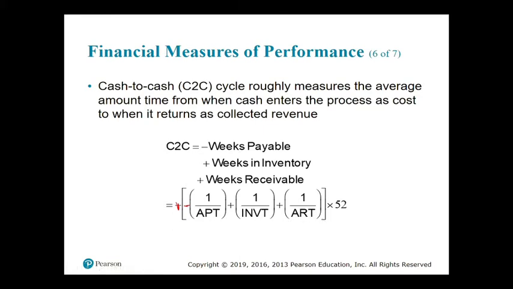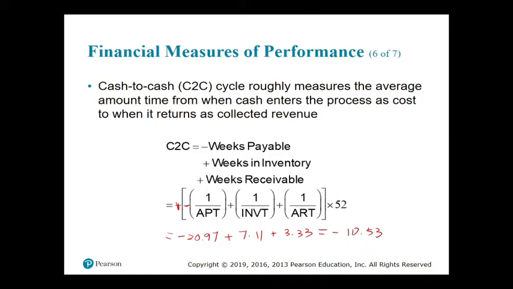Now, we have calculated all these numbers for Amazon. So in fact, the weeks payable for Amazon was 20.97. And weeks spent in inventory was 7.11. And then weeks spent in account receivable was 3.33. Which is equal to minus 10.53.